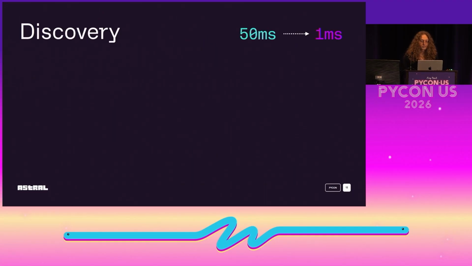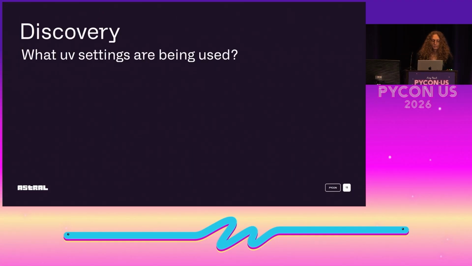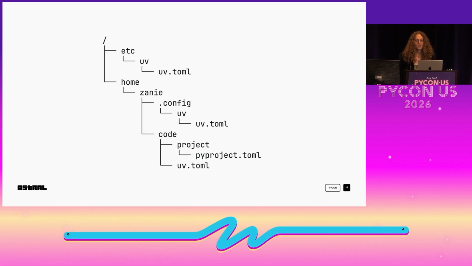First, we'll start with discovery. The first thing UV does is determine its own settings. This operation is fairly cheap. We don't need to traverse a big file tree because we don't read configuration files from child directories. Instead, we walk up from the current directory until we get to the root of the machine. And we check for a uv.toml file at every layer. Then we also check for uv.toml at a couple well-known locations for user and system level configuration.